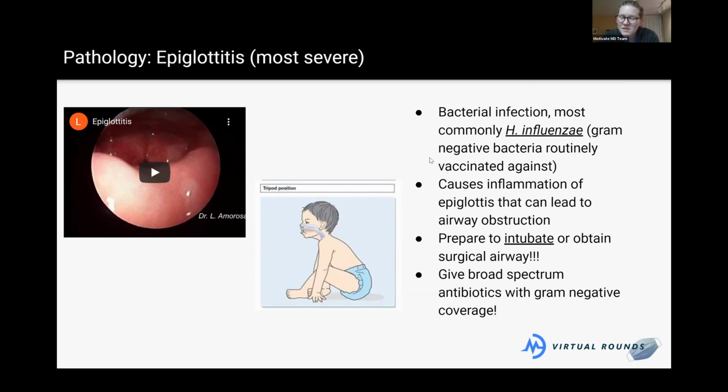And because this is bacterial, we want to make sure we include broad spectrum antibiotics with gram-negative coverage in our treatment. So number one, secure the airway. Number two, we treat the cause, which would be treating the infection with antibiotics. And as promised, I'm going to show a video laryngoscopy. This is where you take the little camera and look in the airway.